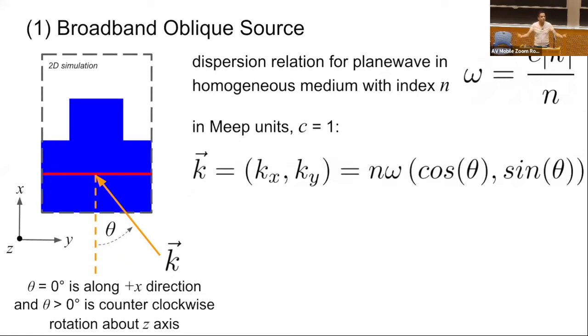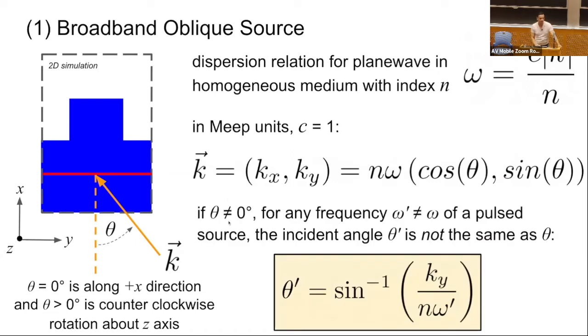But suppose I have a pulsed source, which has multiple frequencies, right? That then means that for those other frequencies, if I'm propagating at some off-normal angle, for any frequency that's not the center frequency, the frequency that I've specified the block periodic boundary conditions for, the incident angles are not the same as theta. In fact, they're given by this formula here, okay? So this is something that we'll need to be very careful about.